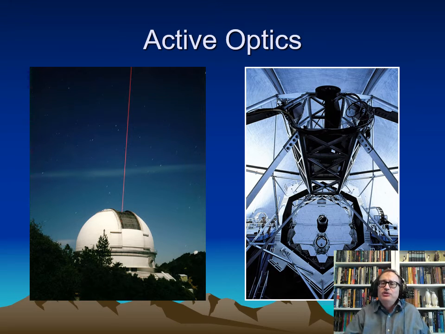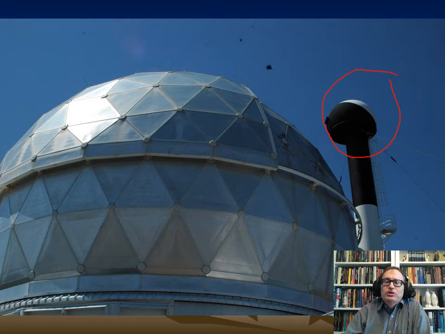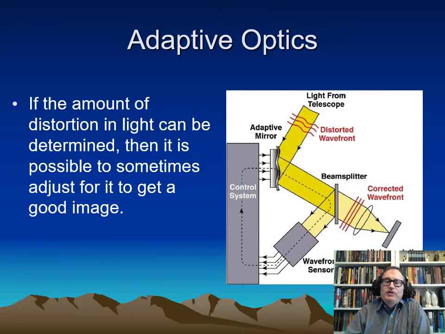Using active optics, you can build vastly larger telescopes. That's the dome of the Hubble telescope, and then there's the laser right there, the laser tower. It's black on the back side of it facing the instrument so that when you're looking off in that general direction, you don't have an object in the way reflecting light.